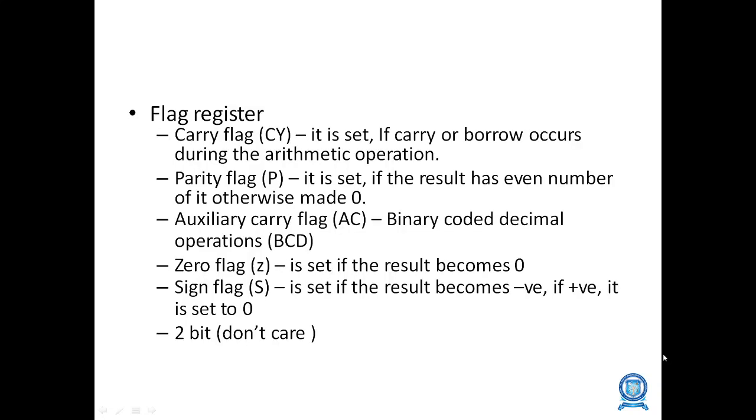In the flag register, there is a carry flag CY, which is set if there is a carry or borrow during an arithmetic operation. Parity flag P, if it is set, the result has an even number of ones, otherwise it is 0. Auxiliary carry flag AC is used in binary coded decimal operations. Zero flag Z is set if the result becomes 0. Sign flag S is set if the result becomes negative; if positive, it becomes 0. The remaining bits are don't care.